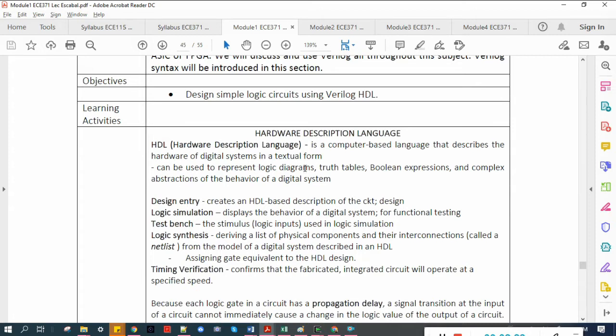It can be used to represent logic diagrams, truth tables, Boolean expressions, and complex abstractions of the behaviors of a digital system. So we can use this HDL to describe what we have already discussed, like the logic diagrams and the truth tables. Recall what a truth table is. It has the set of inputs, combinations of inputs with the corresponding output. Or we can describe Boolean expressions with the use of HDL or any digital system.